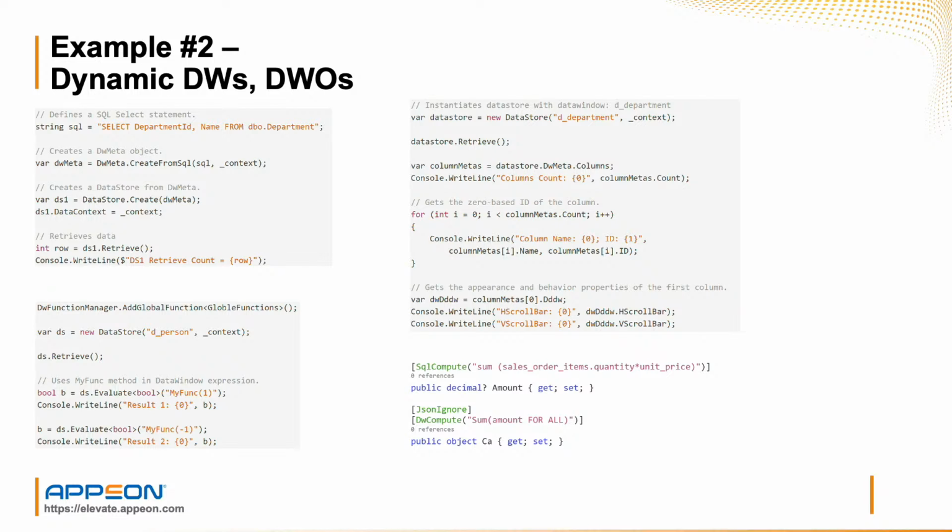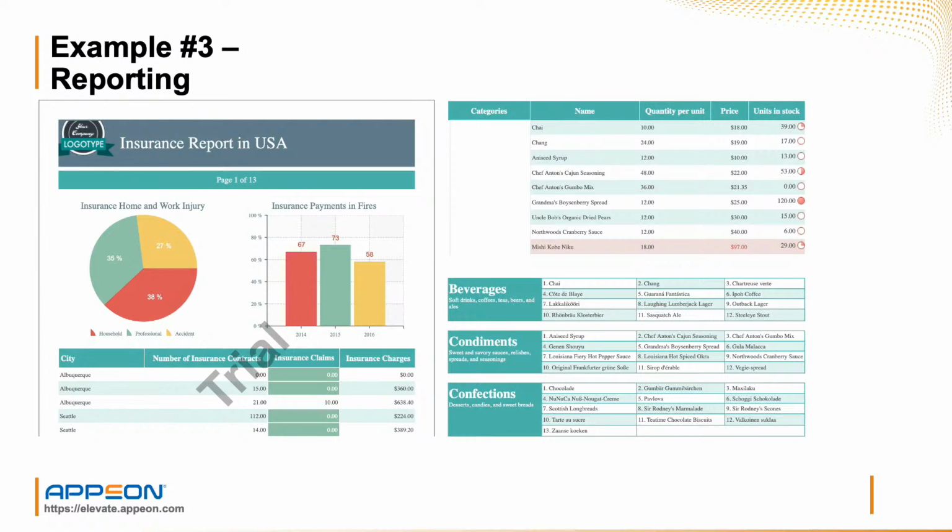Example 3, reporting. We don't have as yet the PDF export for DataStore. However, I don't feel we miss it. The presentation is not the strongest part of the data window, and several reporting tools outperform the data window when focusing on the presentation. Still, the DataStore can be used for extracting a JSON result set that can be used to feed the report.